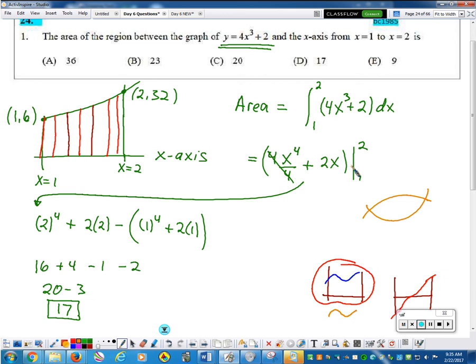I find again, it's just like the last one. 4 is a constant, so I just wrote it down. Then the antiderivative of x to the 3rd is x to the 4th over 4. The antiderivative of 2 is 2x. Plug in the values. Do the arithmetic. The area is 17. I can talk about any detail here that you want. Just ask.